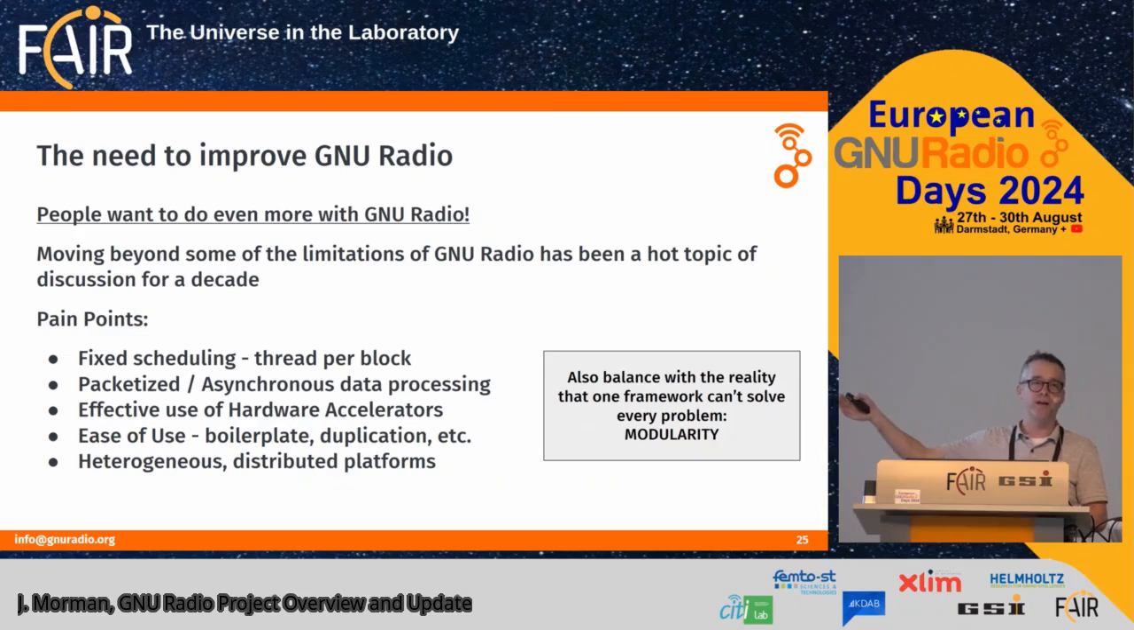People want to do more with GNU Radio. GNU Radio solves a lot of very different problems for a lot of people, and there's a lot of people pushing the bounds of GNU Radio. So moving beyond some of those limitations is something that people have talked about for years and years. I'll identify some of the pain points that people have identified. One is this fixed scheduling. The thread per block scheduling works great under whatever percentage of use cases. It's enough. It's great. It's simple. But if you want to really game the performance of your computer running GNU Radio, it might not be ideal.